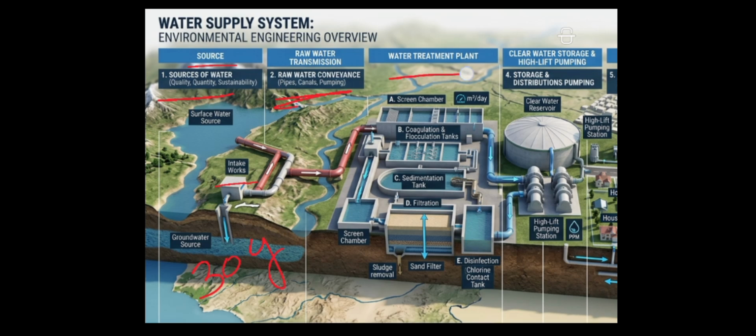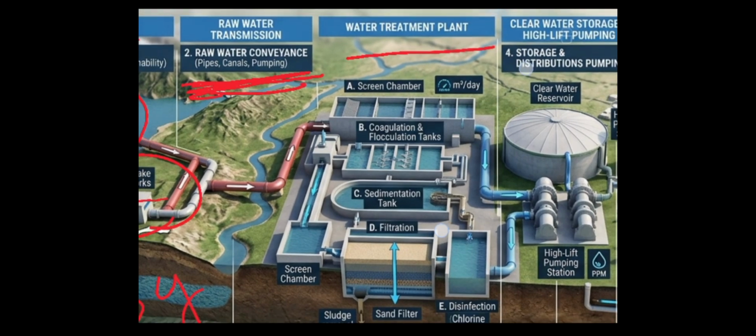Here, before the water treatment plant, we have another thing, that is raw water conveyance. Raw water conveyance is nothing but taking the water from the source. If we want to convey the water from a surface source, we use intakes, and from a groundwater source we use pumps. Okay, these are the raw water conveyance. And after the raw water conveyance, we have the water treatment plant.